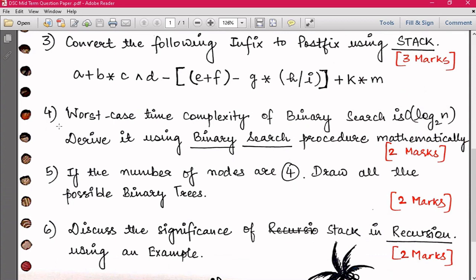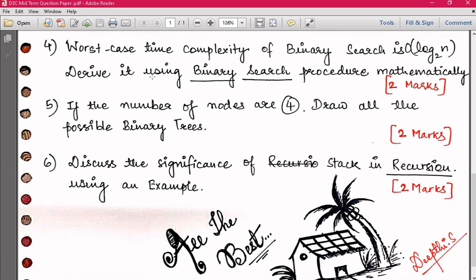Now coming to the fourth, and also you know that there is one more application of stack which is very, very important, that is parenthesis matching, and the other one is tower of Hanoi. So make sure that you do those two questions as well for your final exam.